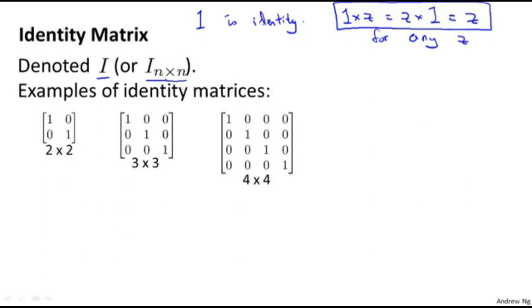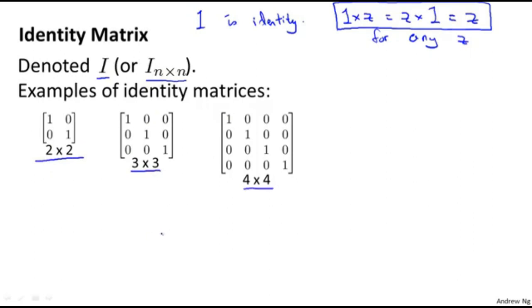So I subscript n by n is the n by n identity matrix. There's a different identity matrix for each dimension n. Here are a few examples. Here's the 2 by 2 identity matrix. Here's the 3 by 3 identity matrix. Here's the 4 by 4 identity matrix.